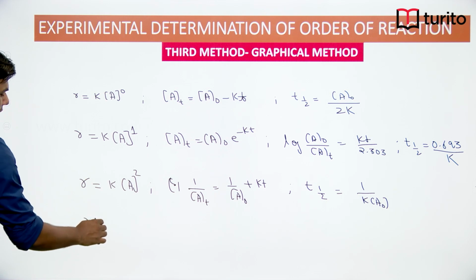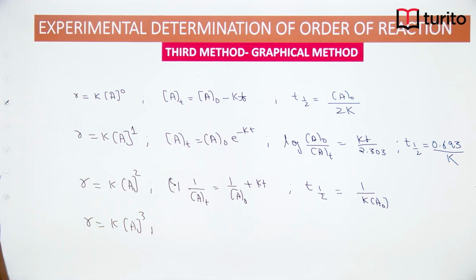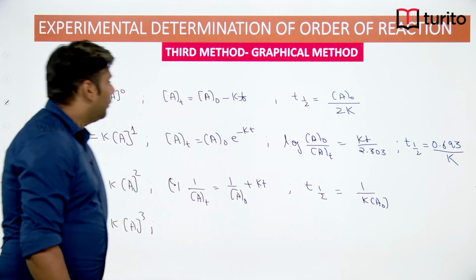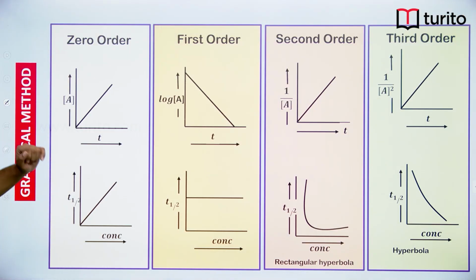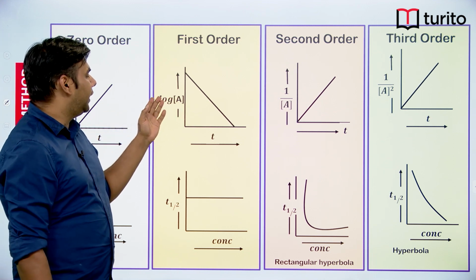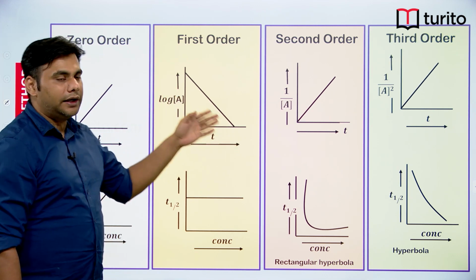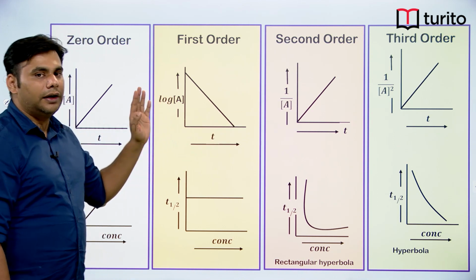Similarly, we can do it for a third order equation also. Okay, we can derive the integrated rate law, and we can also find the half-life time period. Okay, so if you look at the graph for a zero order reaction, I already told you, because the concentration is varying linearly with respect to time, the concentration versus time graph would be something like this. Similarly, for a first order reaction, we'll say that the plot of log of concentration versus time would be like a straight line with a negative slope.